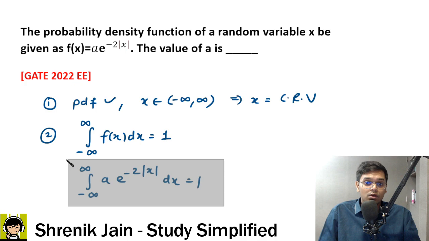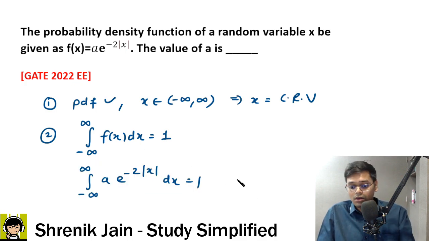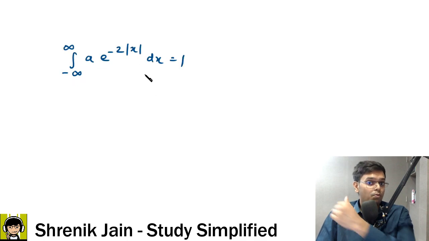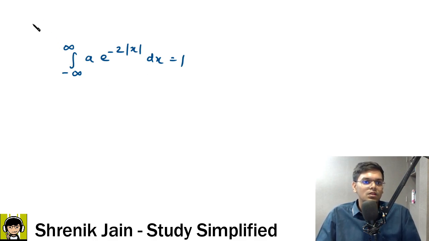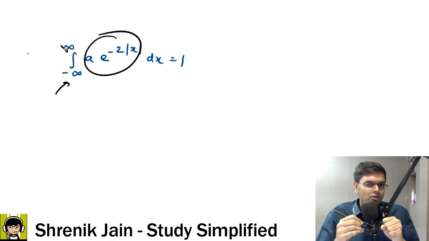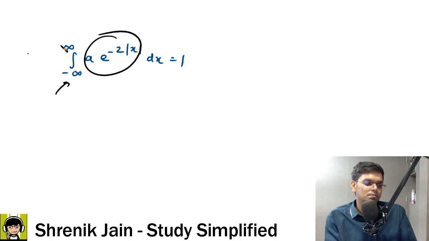Now there are two students. One student says, sir ji, we will split this and solve, because we know that mod x is positive x in the positive side, negative x in the negative side, so we'll split and solve. That is method 1. Other students say, sir, I won't split, I will use the integral minus a to a f of x dx format. Let us take the function, is it even or odd? Tell me guys, is it even or odd function?